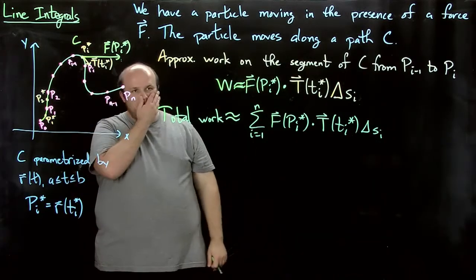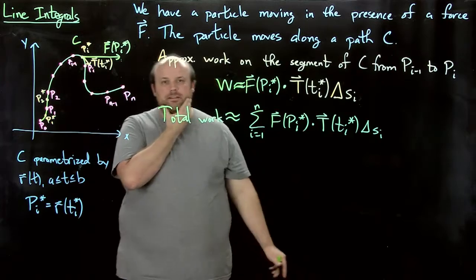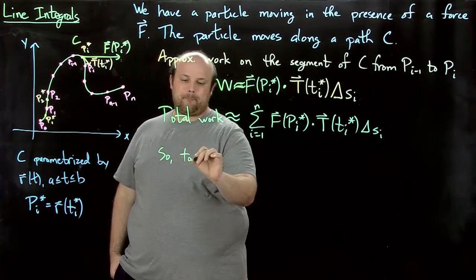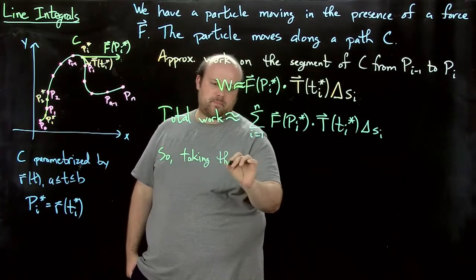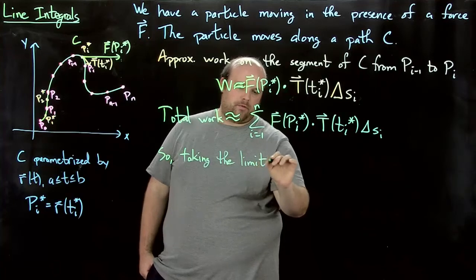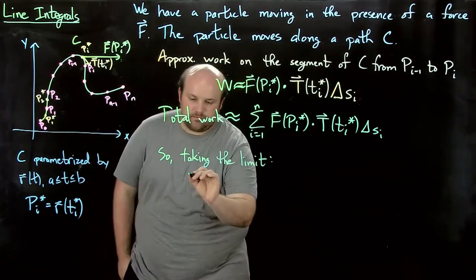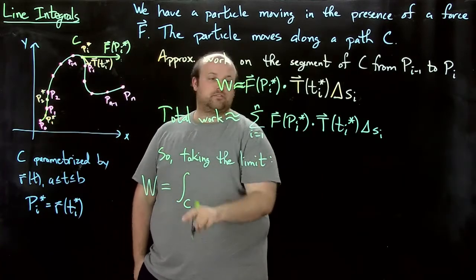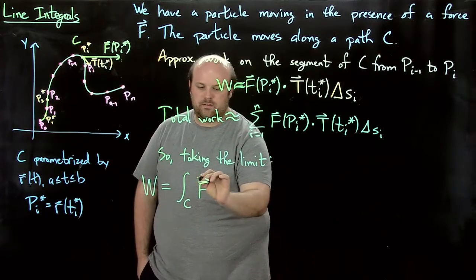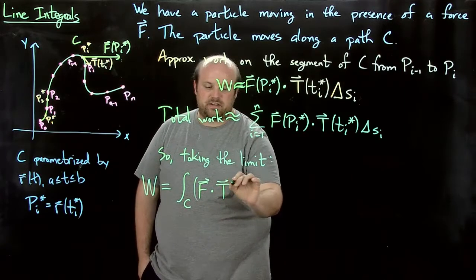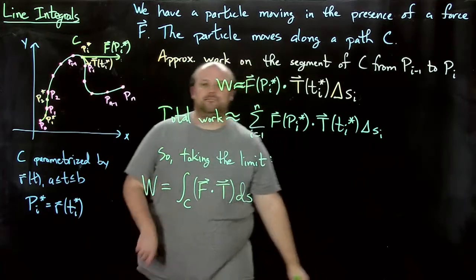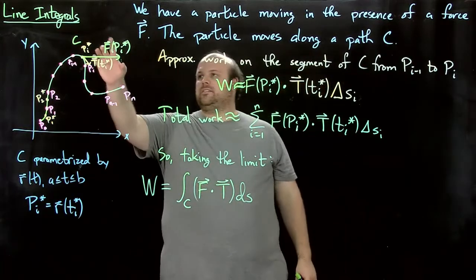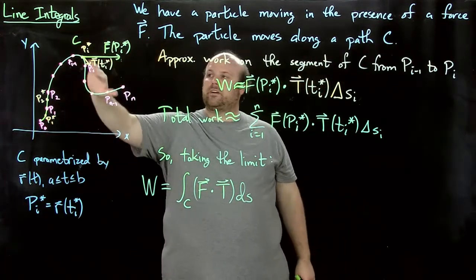All right. Well, that's a Riemann sum, right? So taking the limit, we get, well, what we're really integrating here, so we get the work is equal to the integral over C of F dot product with the unit tangent vector ds. Right, so that's the work done by this force, F, on a particle moving along that trajectory.